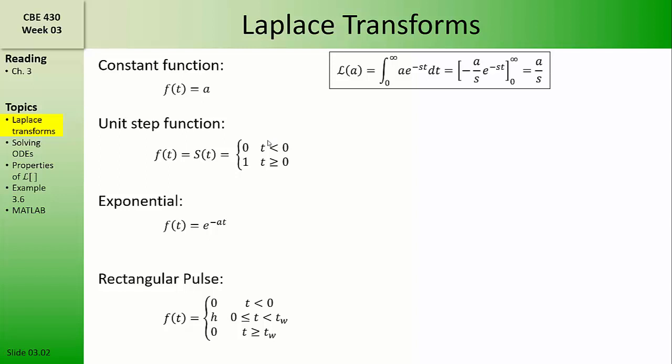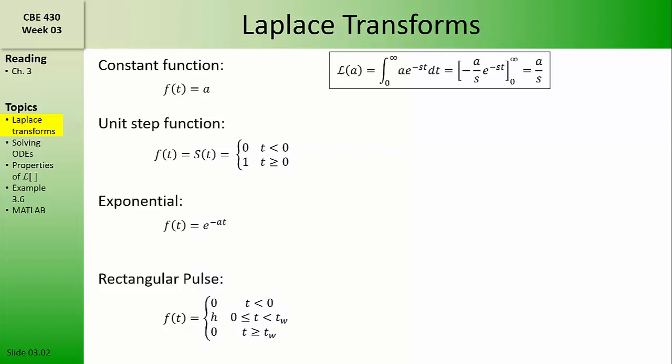Next, let's do the same thing for the unit step function. The unit step function takes a value of 0 for all t less than 0, and a value of 1 for all t greater than or equal to 0. Our textbook authors use the notation capital S of t to indicate the unit step function. Please don't confuse this with the lowercase s, which is the Laplace domain independent variable.